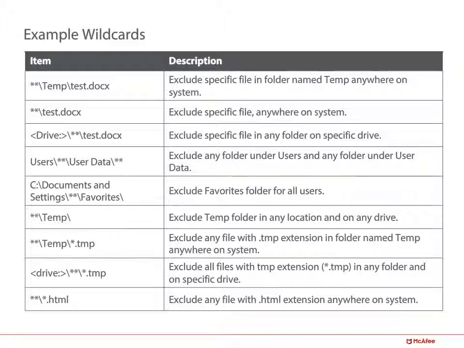And then we have the second to the last, where here's the drive. We're excluding all files that have a TMP extension on any folder on any different drive or a specific drive. And the last example is I'm actually excluding any file with the HTML extension anywhere on your system.